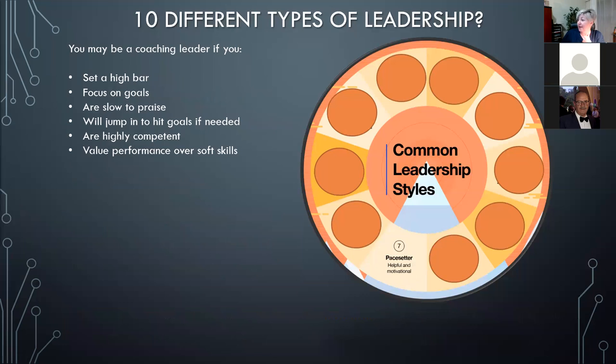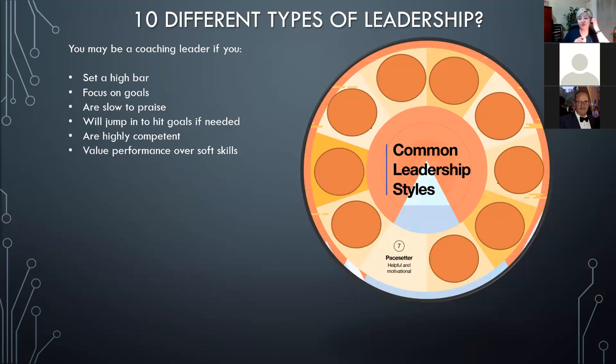Then you may be a pace setter leader if you are helpful and motivational, set high standards, focus on goals, are slow to praise, will jump in to hit a goal if needed, are highly competent, and value performance over soft skills. Now, I would have thought that this was autocratic, but they call it a pace setter style.